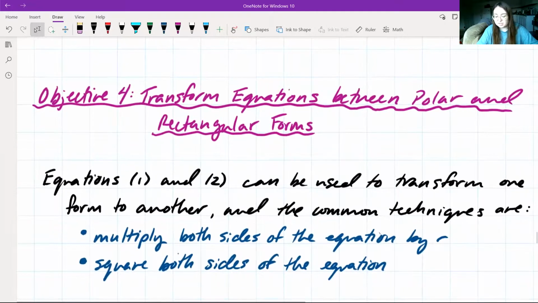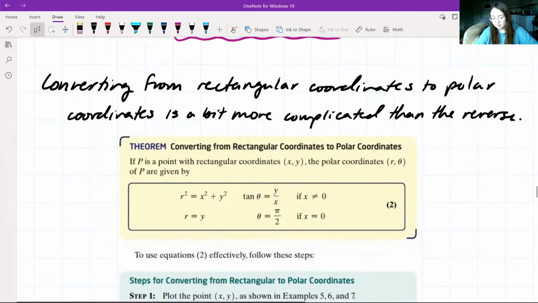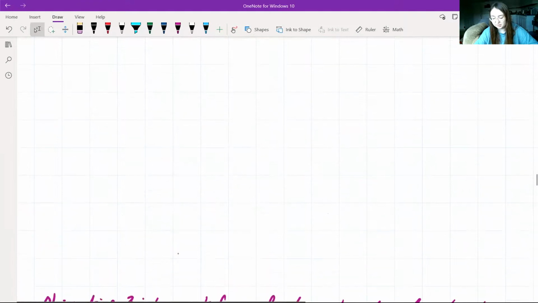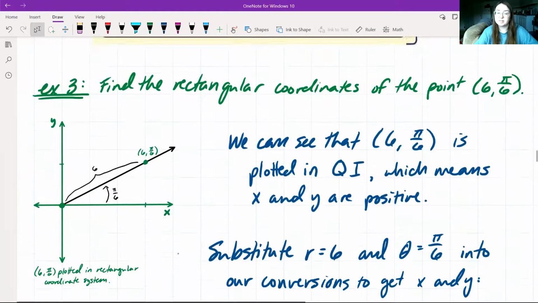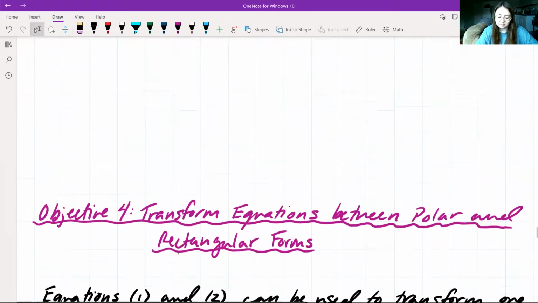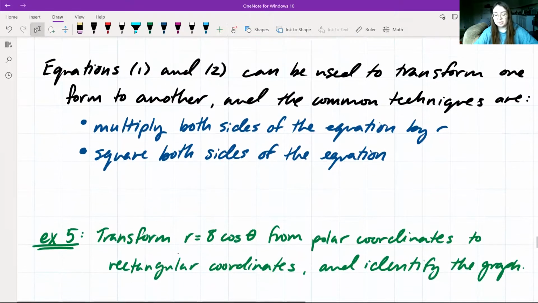So, all right, our last objective here, we have objective 4. We're going to transform equations between polar and rectangular forms. So equations 1 and 2, these are the conversion equations we're talking about. Our conversion equations can be used to transform one form to another. The common techniques for this would be to either multiply both sides of the equation by r or square both sides of the equation. And we'll see both of these techniques here in a moment.